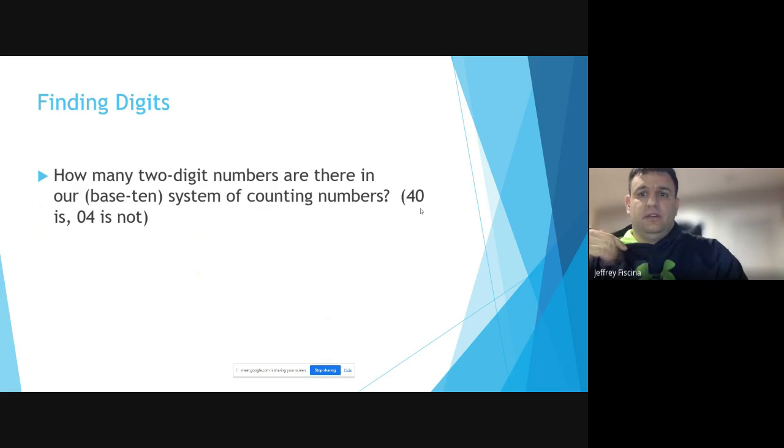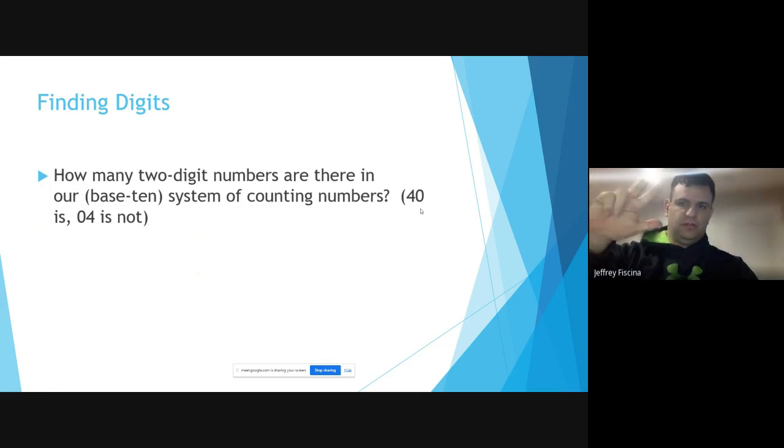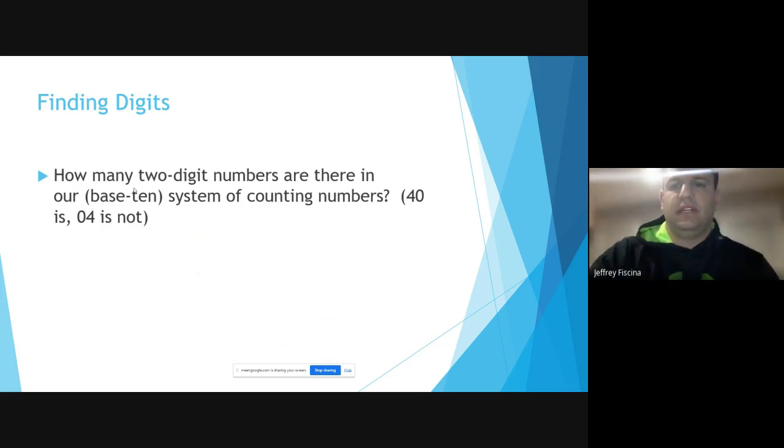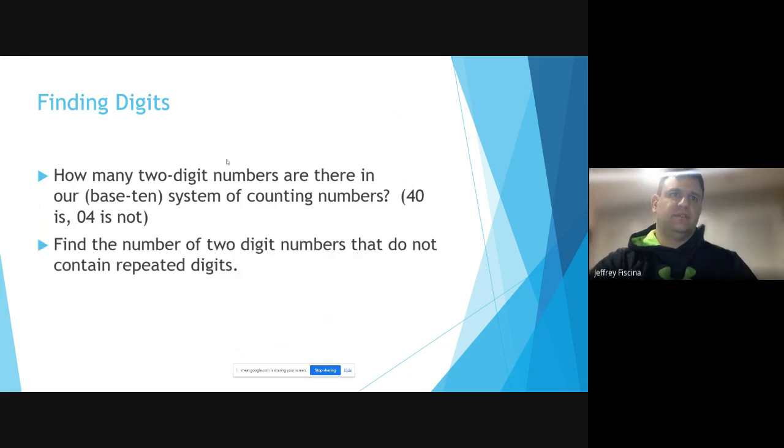But the second one, we could have 0, right? Because 10 is a two-digit number. So 0 works there. If we start with 0, 1, 2, 3, 4, 5, 6, 7, 8, 9, we have 10 different options. So in order to figure this out, we take 9 times 10. We multiply the two parts of the task together. 9 times 10 gives us 90.